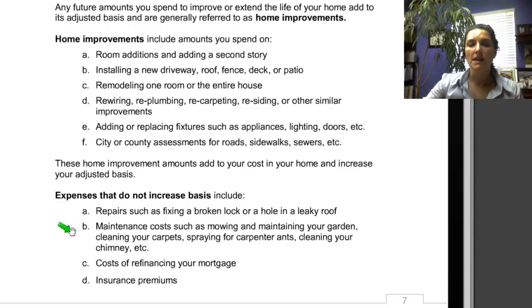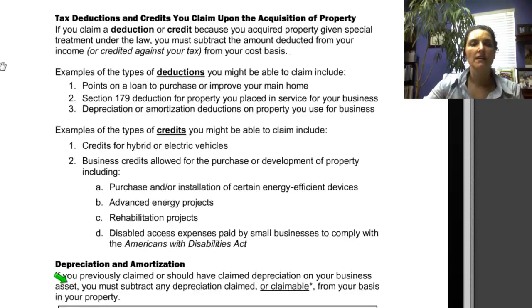Now, expenses that do not increase basis include repairs such as fixing a broken lock or a hole in a leaky roof, maintenance costs such as mowing and maintaining your garden, cleaning your carpets, spraying for carpenter ants, cleaning your chimney, etc., the cost of refinancing your home, and insurance premiums. All of these are necessary costs of ownership of a home, but none of them add to the basis of the home. They are generally maintenance issues.